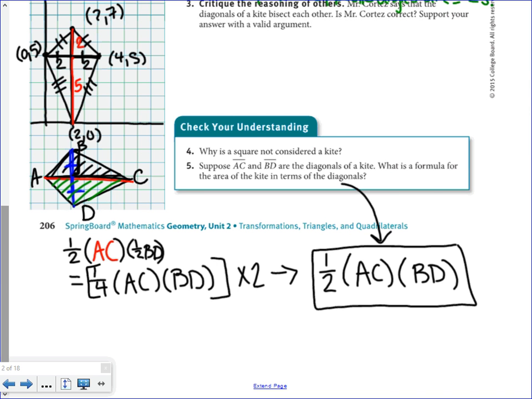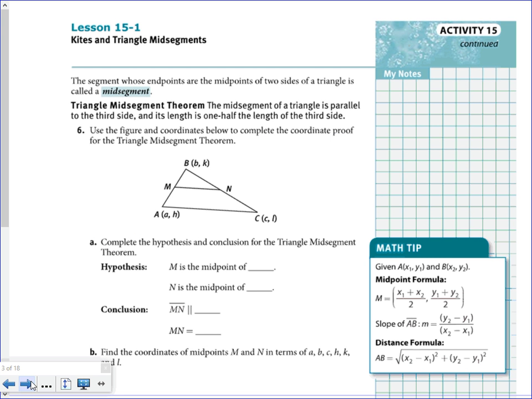So now we're going to look at a mid-segment. So the segment whose endpoints are the midpoints of 2 sides of a triangle is called a mid-segment. So if you have a triangle and you have a midpoint of this side and you have a midpoint of this side, this segment here that connects those is the mid-segment.